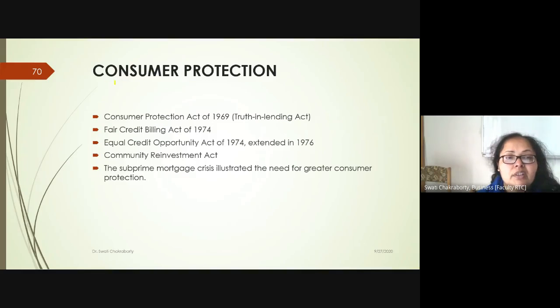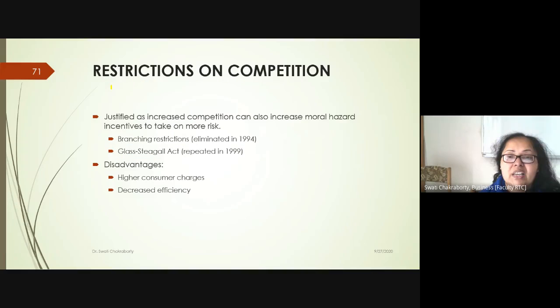Consumer protection. Under consumer protection, we have the Truth in Lending Act of 1969 and the Fair Credit Billing Act. We have the Equal Credit Opportunity Act, which was in 1974 and extended in 1976, and the Community Reinvestment Act. Okay, and also we have the subprime mortgage crisis, which illustrated the need for greater consumer protection. That created it, right?